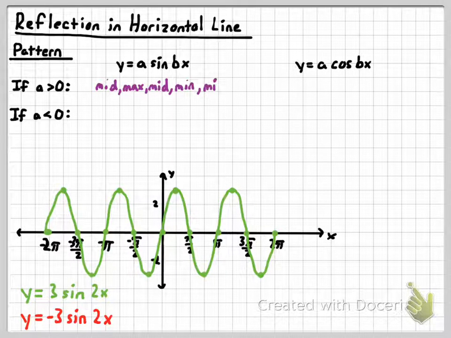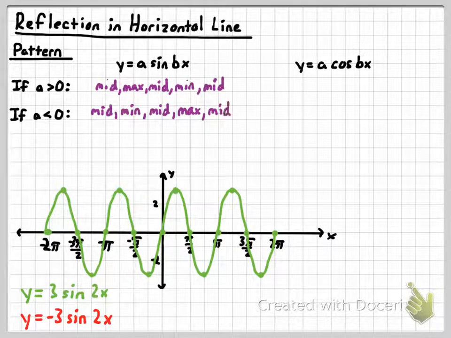Well, what's going to happen whenever a is negative is that it's going to flip. The middle values are going to remain middle values, but where you would have graphed a maximum value, if a is negative, you would instead graph a minimum value. And then the middle value again stays the same. Where you would have graphed a minimum value, now you're going to graph a maximum value, and again the middle value stays the same. I'll go through the same thing with cosine in a moment, but let me show you an example with the specific sine equations that I have down below.